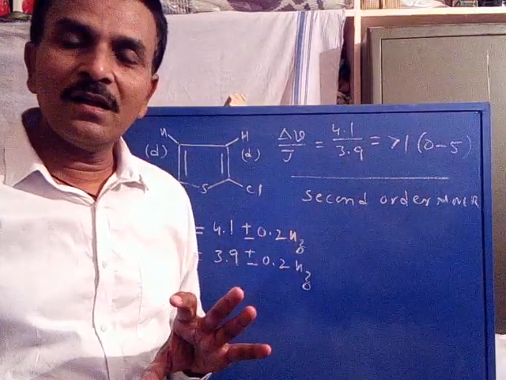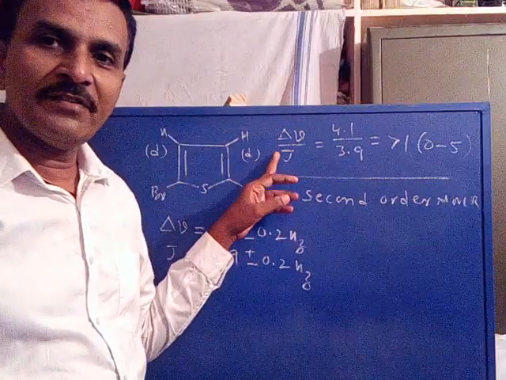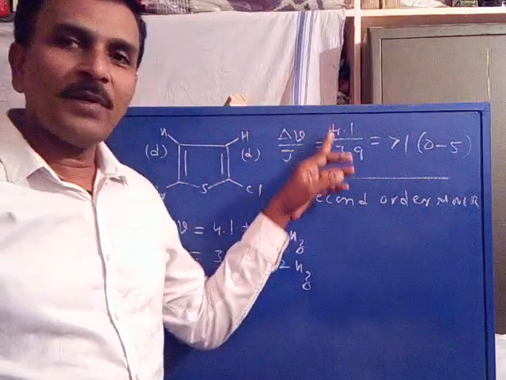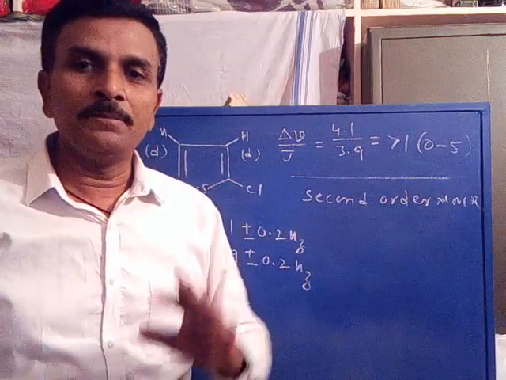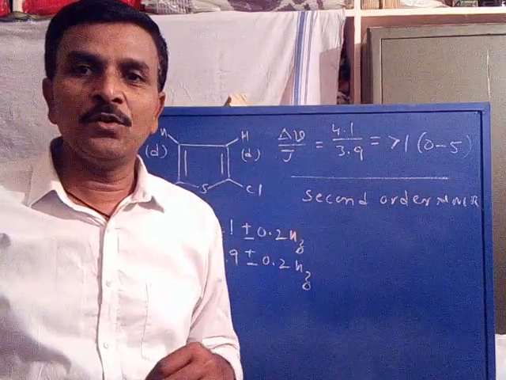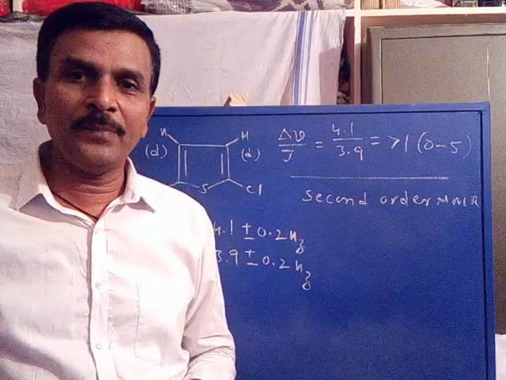Why is it second order? It is because the frequency difference and J value are comparable. 4.1 divided by 3.9 is greater than 1. The value is in between 0 to 5. Hence it is second order. It produced the second order NMR spectrum.